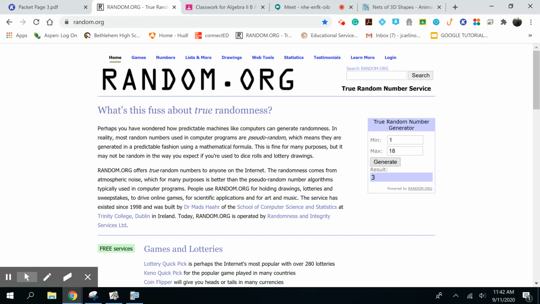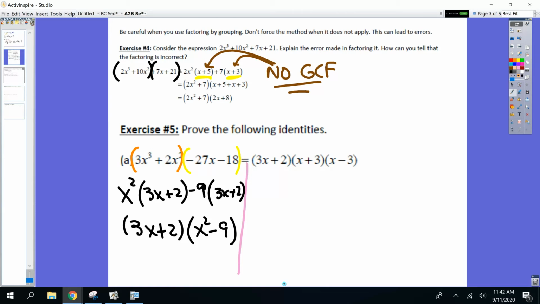New one here. Anna, which one can I work on? The x squared minus 9. Go ahead. So I got 3x plus 2. And then x minus 3 and x plus 3. And then look over to the right side, guys. We did it. We did it.